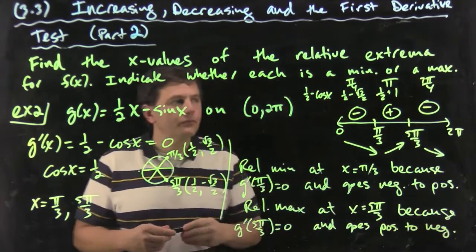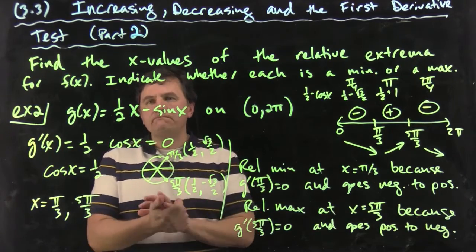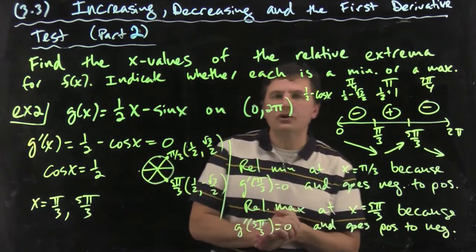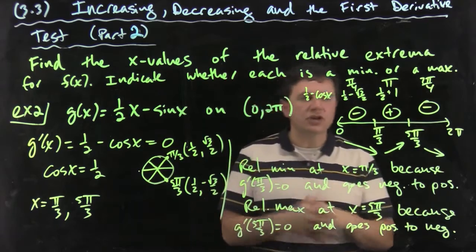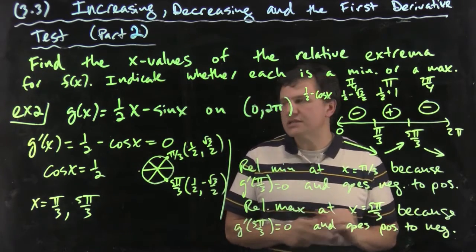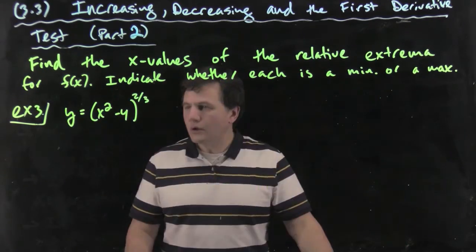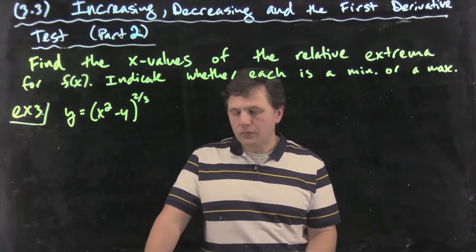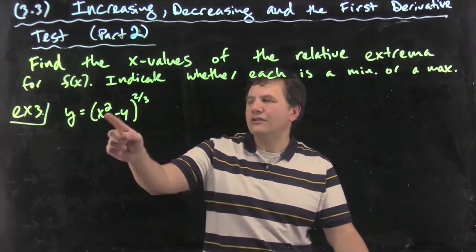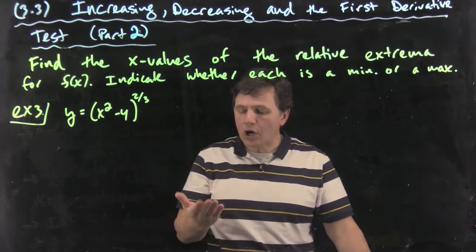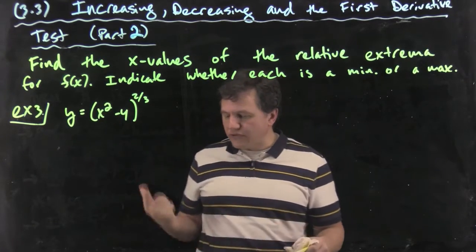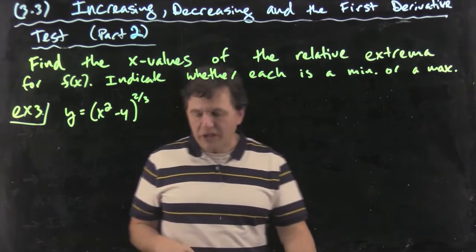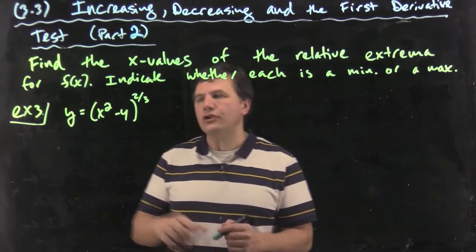Okay, so I'm going to do one more example. In this function, we're going to be dealing with a function that has some differentiability issues. So let's take a look at that. Okay. Example 3, y equals the quantity x squared minus 4 to the 2/3 power. This is going to have some differentiability issues, which I mentioned, but it is a continuous function.